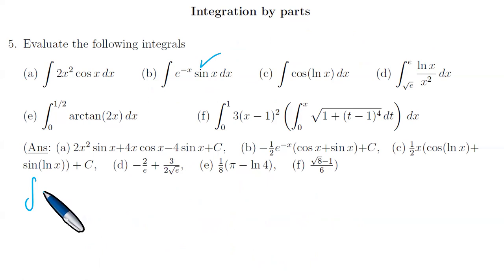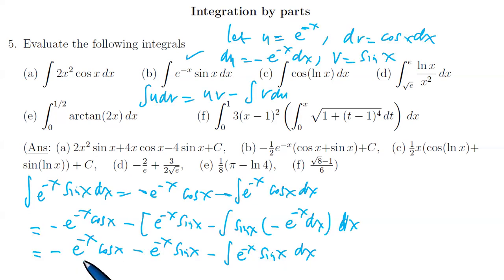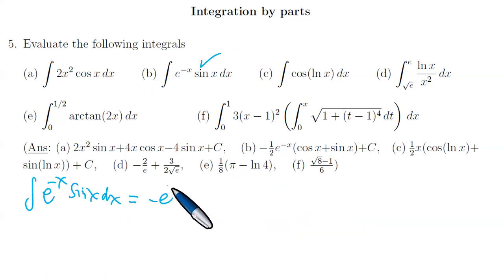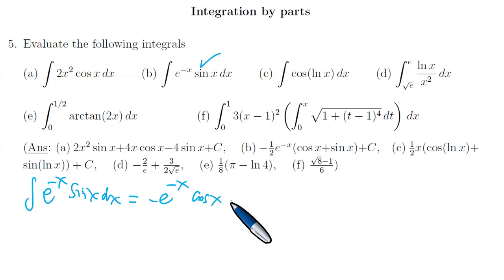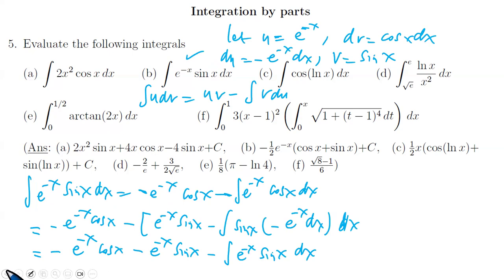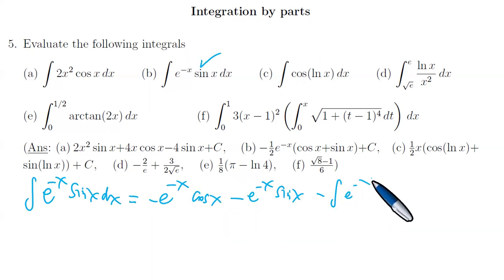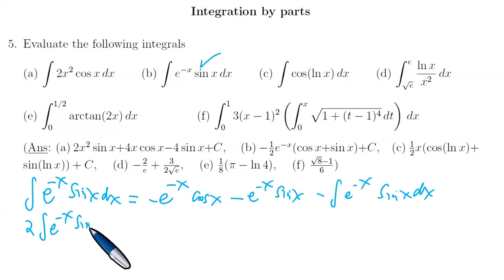And we are having the following. For this one, the integral of e to the minus x sine x dx equals minus e to the minus x cosine x minus e to the minus x sine x minus the integral of e to the minus x sine x dx. So this one and this one, you bring them together. This one is negative; if you bring it here, it's going to be positive, giving us 2 times the integral of e to the minus x sine x dx.